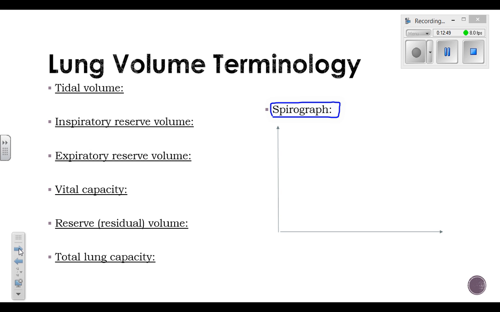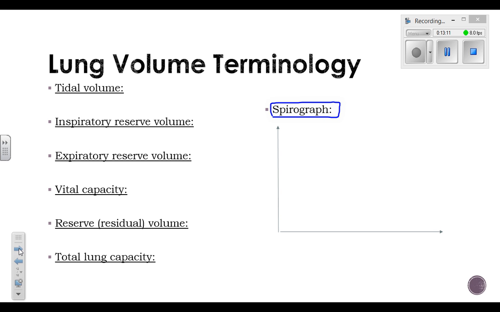Now, a spirograph is something that you would get from a fairly advanced type of spirometer. We have tiny, not sophisticated, not digital ones. So our spirometers are not going to make you a printout of what your breathing looks like. You would have to make the spirograph yourself.